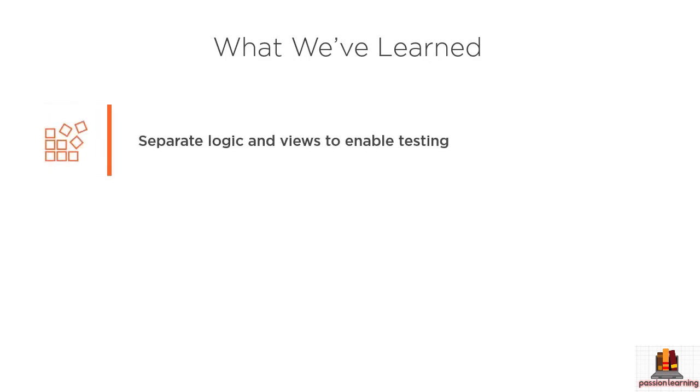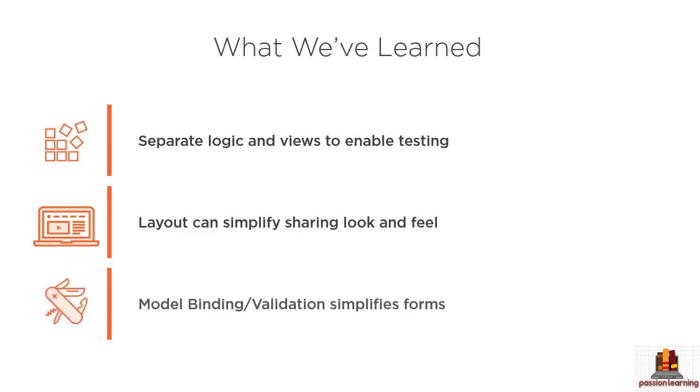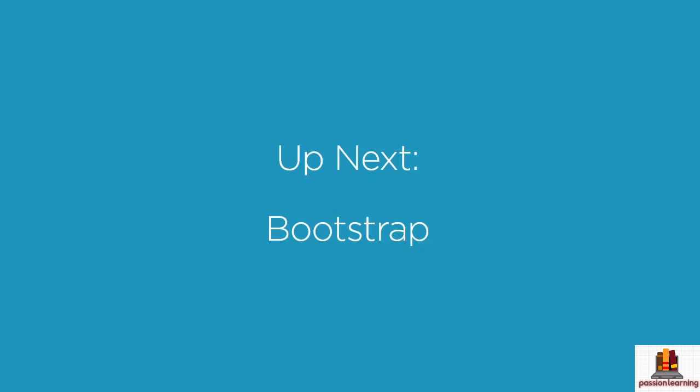So what have we learned in this module? I've shown you can separate the logic and the controllers as well as the views so you can enable better testing later. I've introduced the layout that allows you to simplify the sharing of the look and feel of a project so that you can have the same sort of Chrome around your website for all your pages. Lastly, we introduced model binding and validation to show you can simplify straightforward forms when you need to without you having to go through and create a SPA just for a single form. Up next, we're going to bring in Bootstrap to further make our website look better.